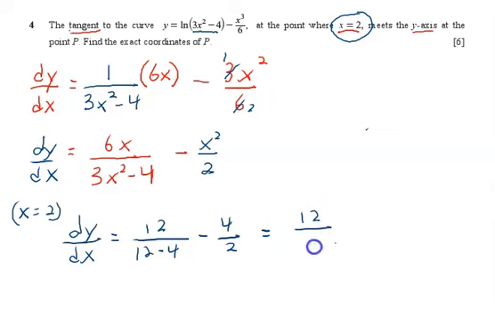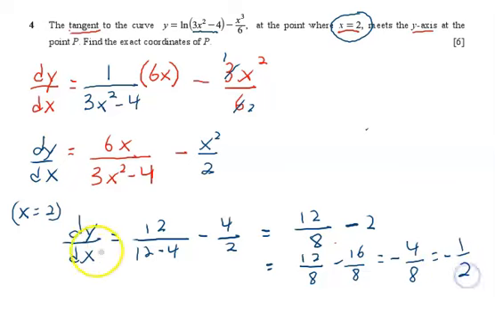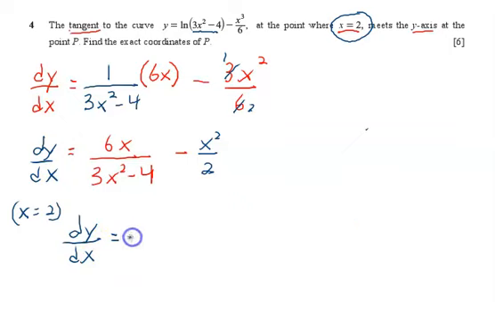You'll be getting 12 divided by 8 minus 2, and you can simplify this. Here you get 12 over 8, and 16 over 8, and you'll be getting negative 4 over 8, which is minus 1 over 2. So your gradient here is negative 1 over 2. Let me erase this and simplify it, so I'll get negative 1 over 2.